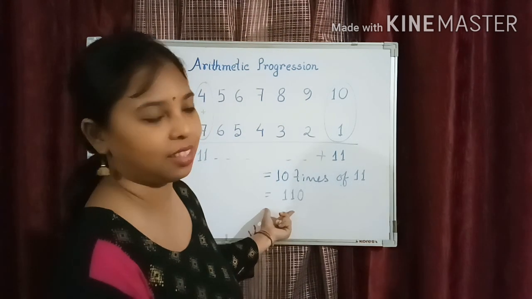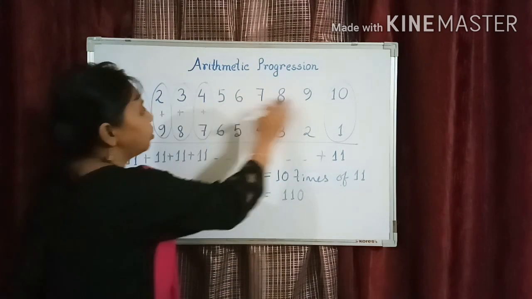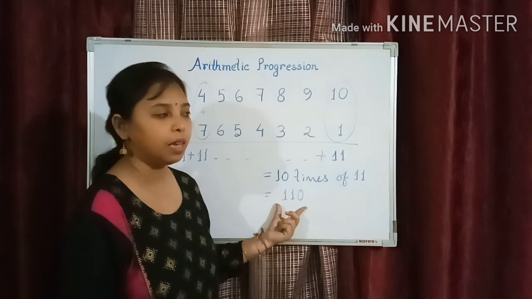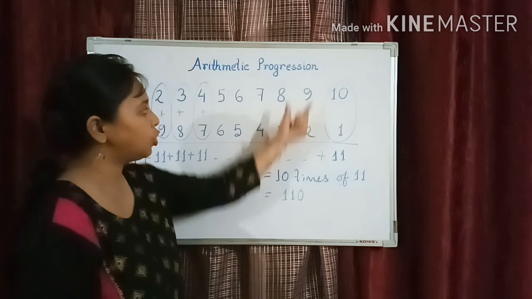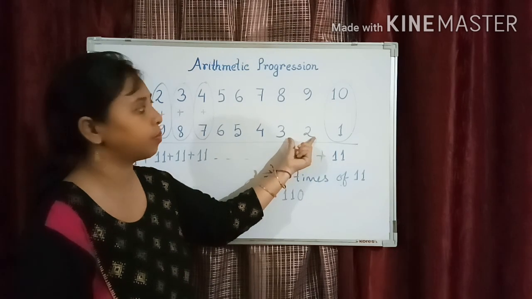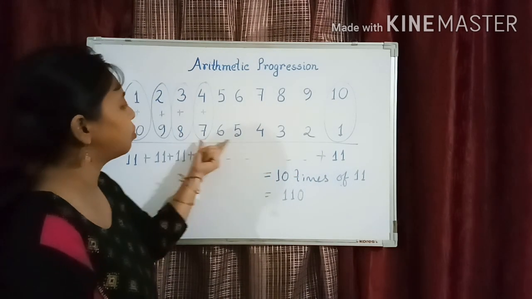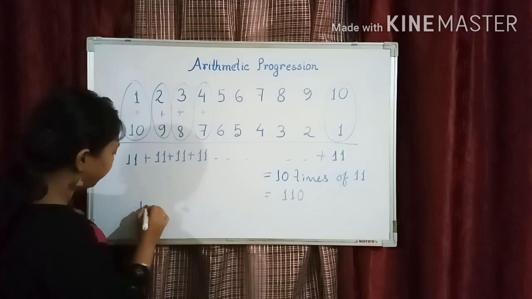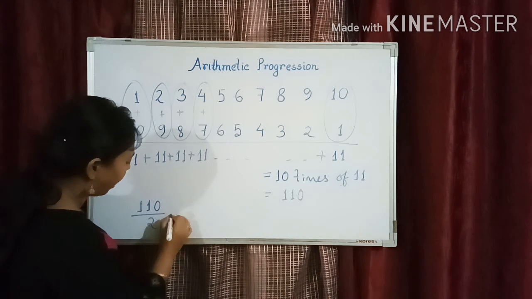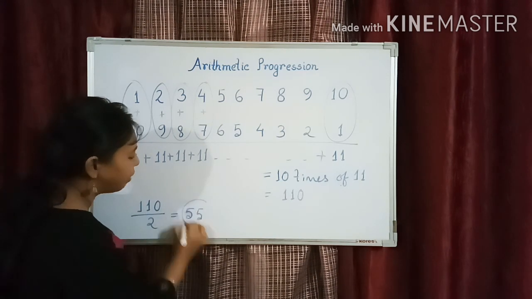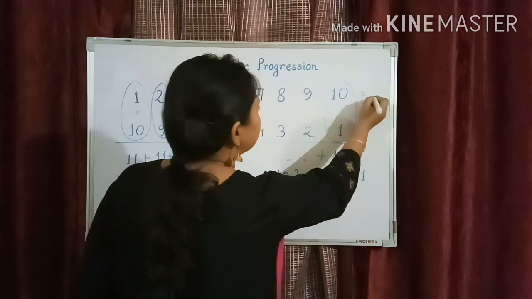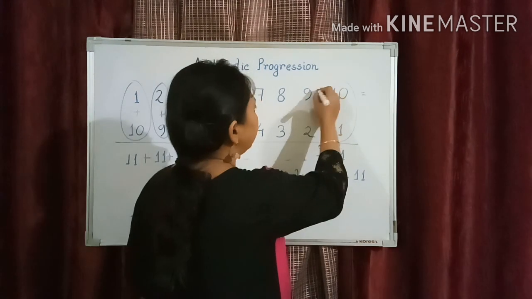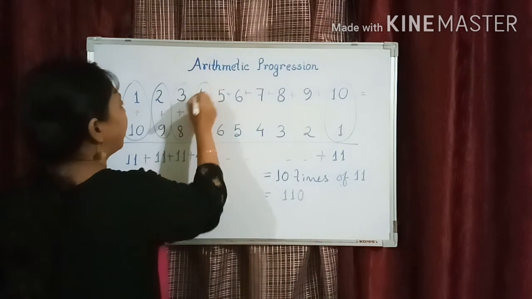But I don't want this. I want the sum of 1 to 10. So what I will do, I want to divide it. Why? Because in this sum, each term is counted 2 times. 2 times, here 3 also 2 times, 7 also 2 times, in this way. So here I divide 110 by 2, I will get 55. So 55 will be the answer for the sum of the series from 1 to 10. This series sum will be 55.